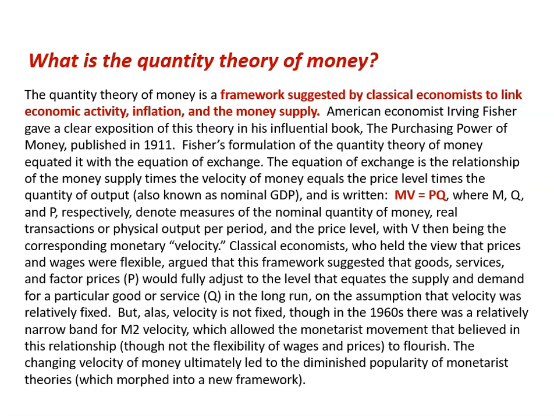Classical economists, who held the view that prices and wages were flexible, argued that this framework suggested that goods, services, and factor prices, P, would fully adjust to the level that equates the supply and demand for a particular good or service, Q, in the long run, on the assumption that velocity was relatively fixed. But, alas, velocity is not fixed, though in the 1960s there was a relatively narrow band for M2 velocity, which allowed the monetarist movement that believed in this relationship to flourish. The changing velocity of money ultimately led to the diminished popularity of monetarist theories, which morphed into a new framework.